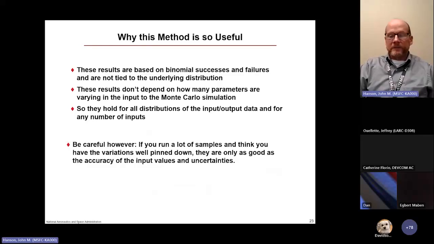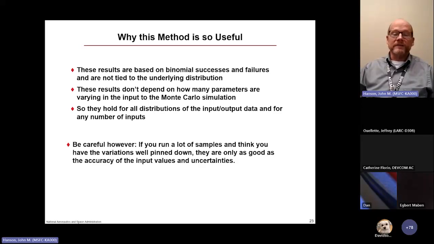All right, just a couple more slides here and I'll be done. These results are based on binomial successes and failures. They're not tied to the underlying distribution. I mentioned that already. That makes this pretty useful. It doesn't depend on how many parameters you're varying. It holds for all distributions of the input and output data and for any number of inputs.